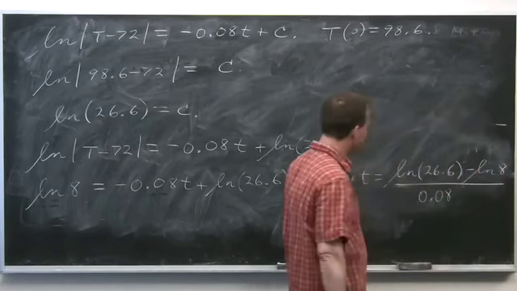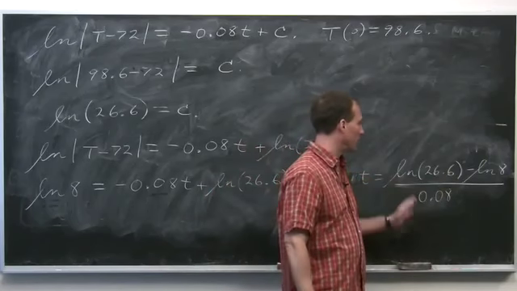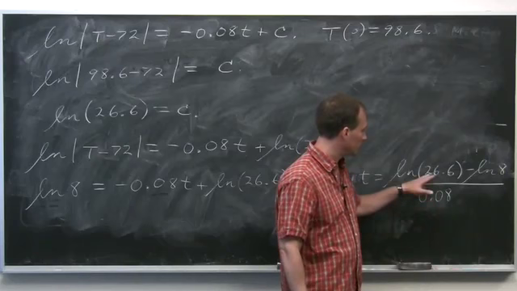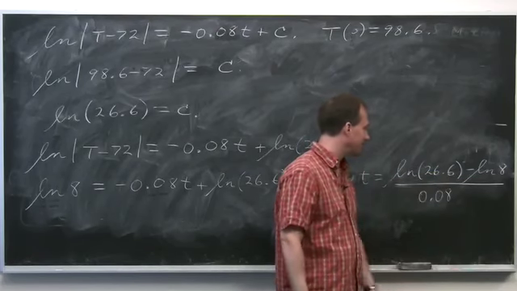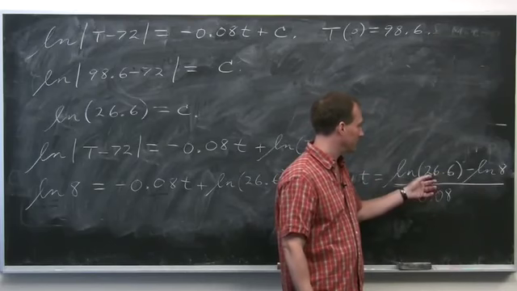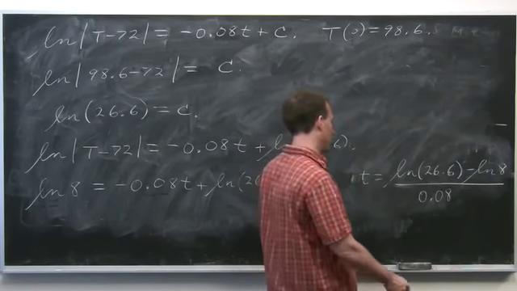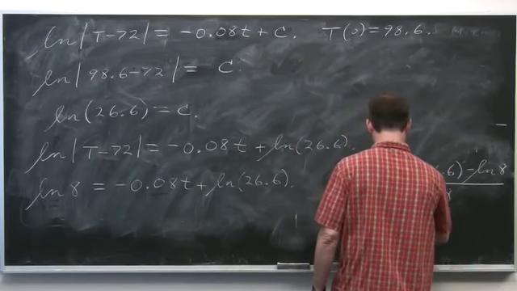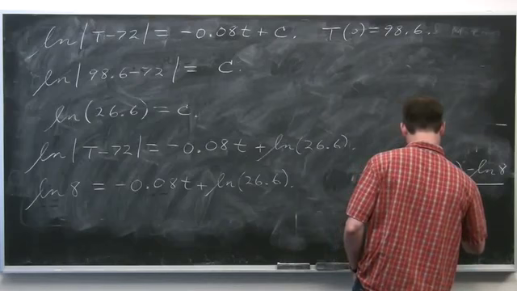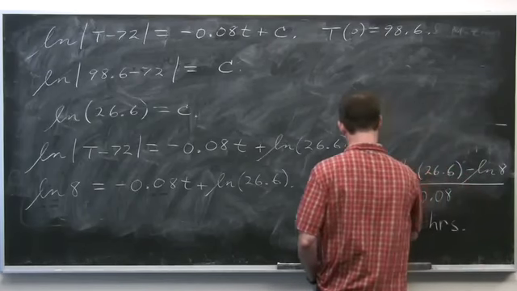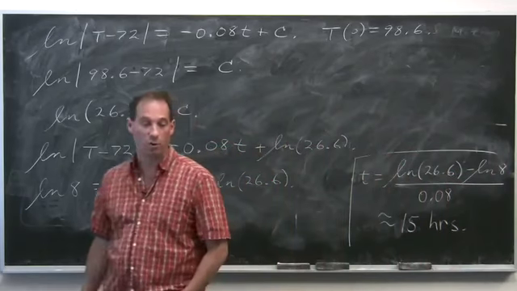You should certainly get out a calculator to do this. The difference of natural logs is the natural log of the quotient, so it's roughly the natural log of 26.6 over 8. That's approximately the natural log of 3, but then divide by 0.08. I suggest getting out a calculator. You should get that this is almost exactly 15 hours. And that would be our estimate of how long the corpse has been dead.